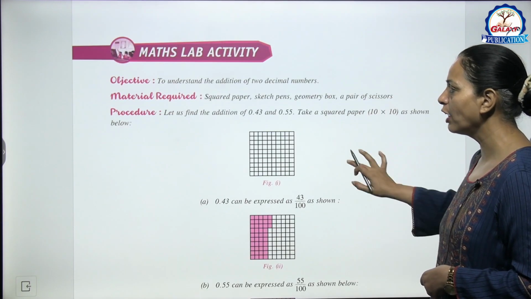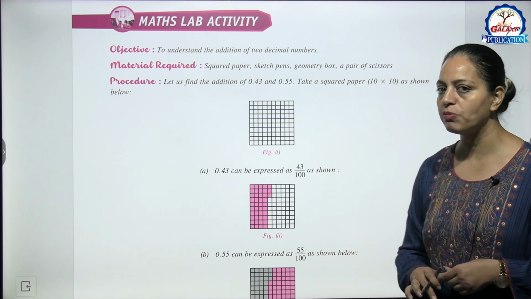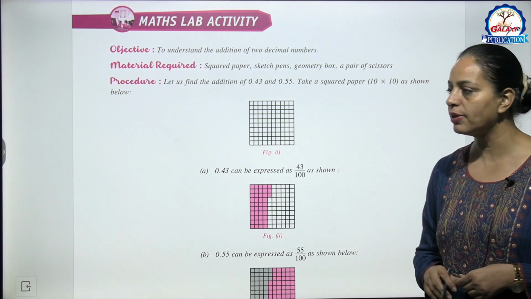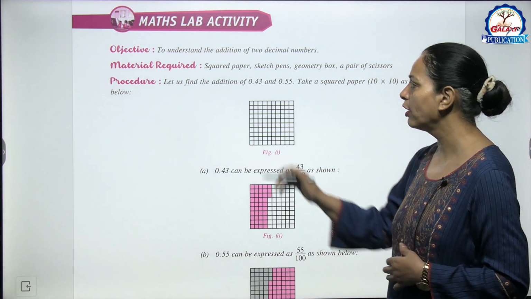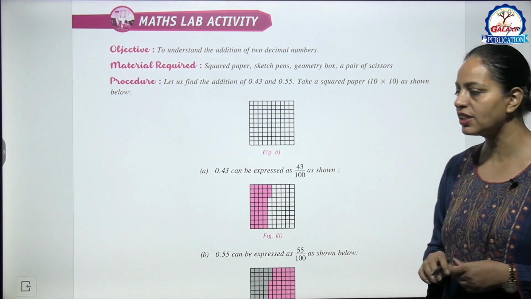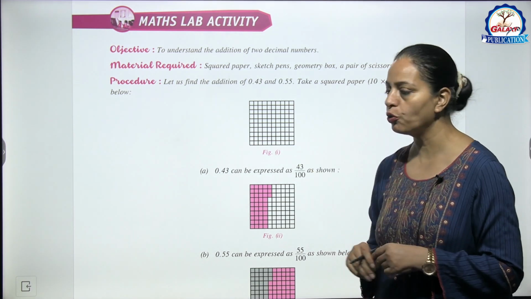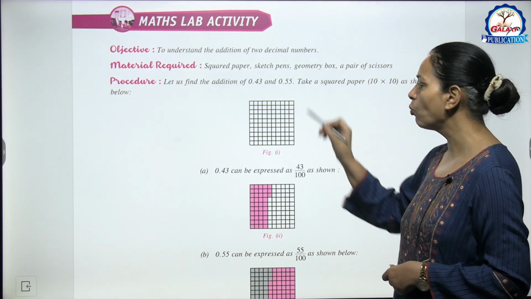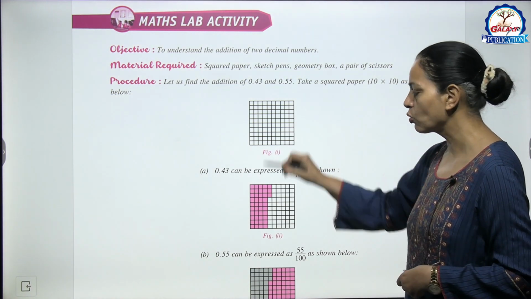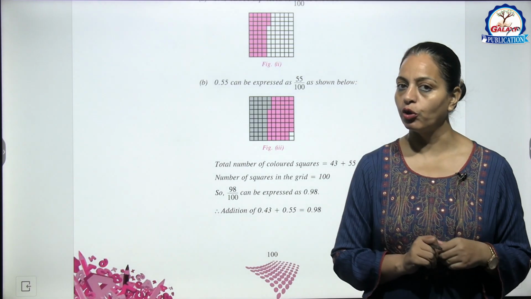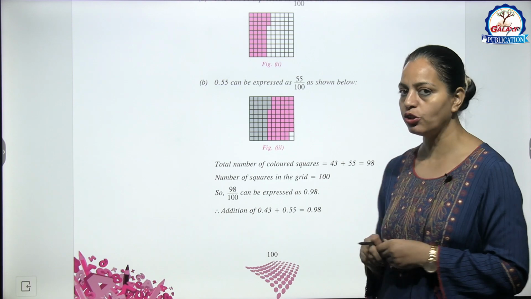Now this is the time of maths lab activity. Objective: to understand the addition of two decimal numbers. Material required: square paper, sketch pens, geometry box, a pair of scissors. Now procedure, how to do it. Let us find the addition of 0.43 and 0.55. तो हम इसको करेंगे with the help of square paper. So you can try this one on your own. I hope this is clear to you.